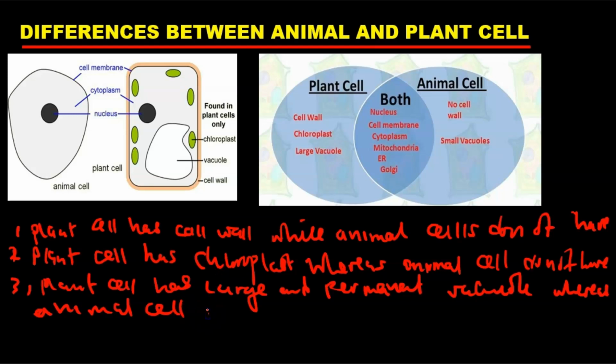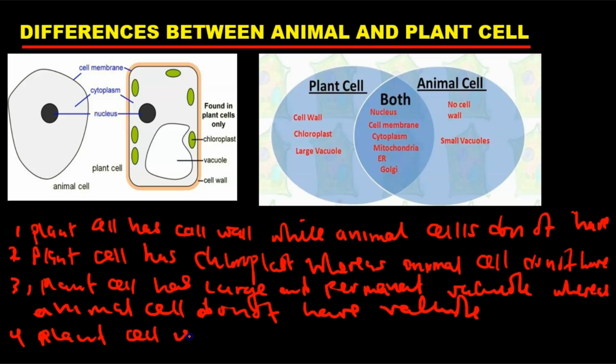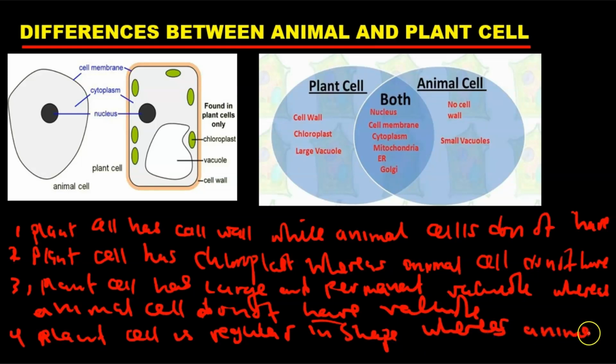Animal cells do not have a vacuole. Then the other one we can talk about is shape. In terms of shape, a plant cell is regular in shape, whereas an animal cell is irregular in shape.